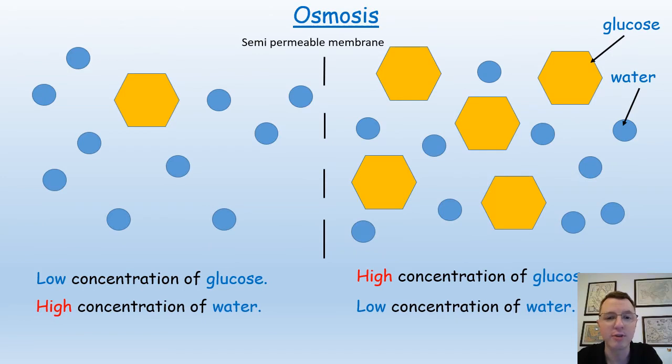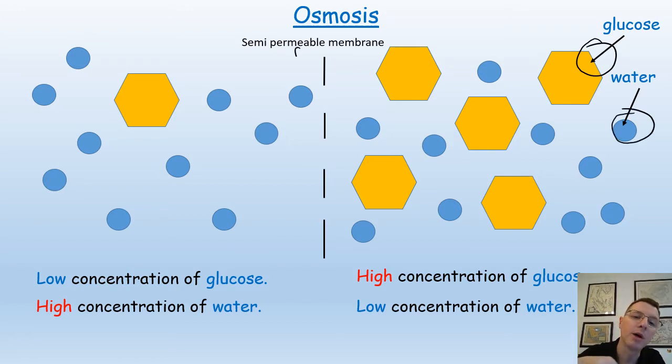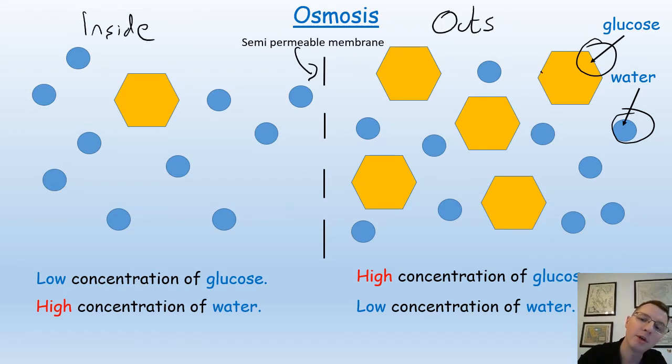So if we have a look at this diagram, we can see what is happening in terms of osmosis. And the first thing we need to notice is that we have, number 1, hexagons of glucose and round blue circles of water. We also have a semi-permeable membrane dividing the page. So if we consider that this is the inside of a cell, and that this might be the outside of a cell, we can begin to understand what's happening and why.